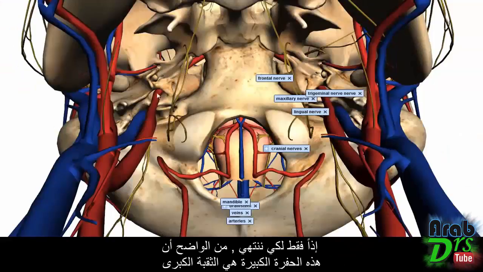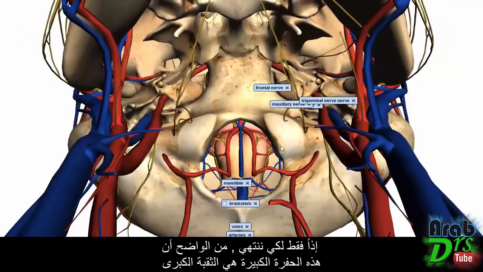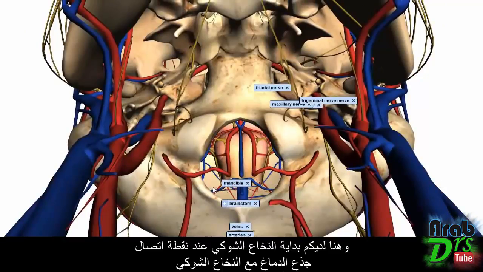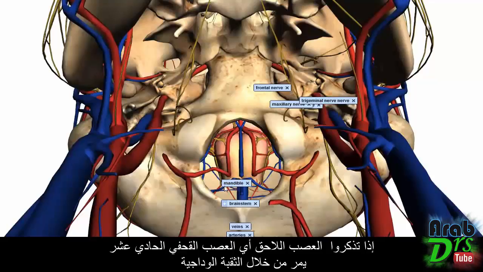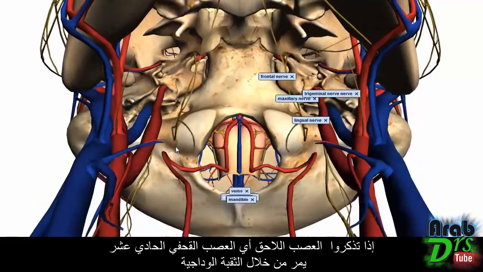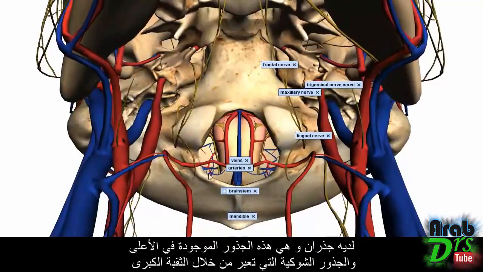So just to finish up, obviously this big hole is the Foramen Magnum, and here you've got the beginning of the spinal cord at the junction where the brainstem meets the spinal cord. Passing through here, you've got vertebral arteries, and you've got the spinal roots of the accessory nerve. So remember, the accessory nerve, cranial nerve 11, passes through the jugular foramen and also through the Foramen Magnum. It's got two roots. You've got the roots up here and the spinal roots which pass through the Foramen Magnum.